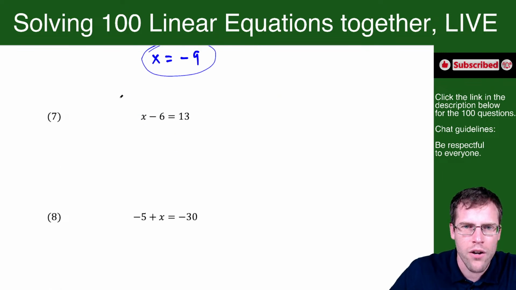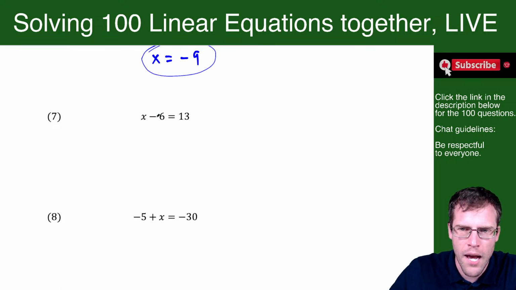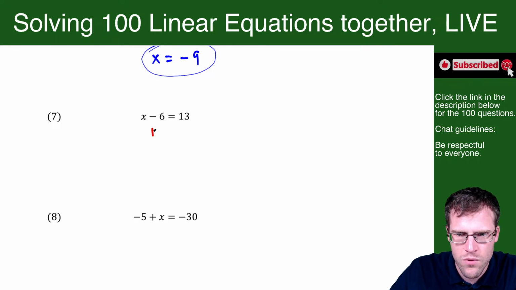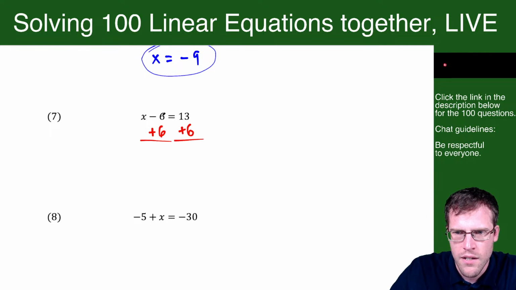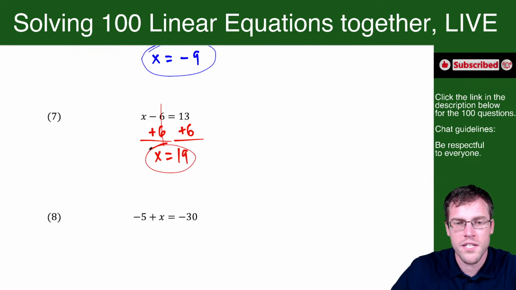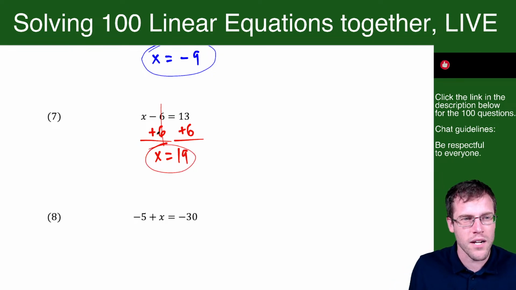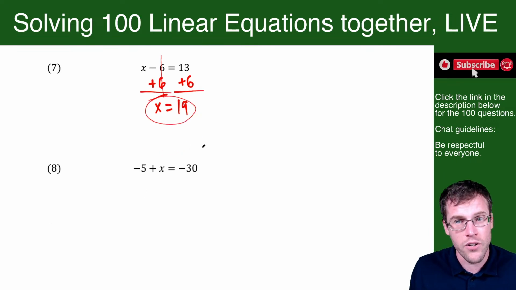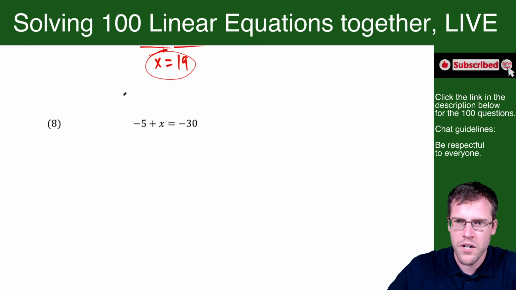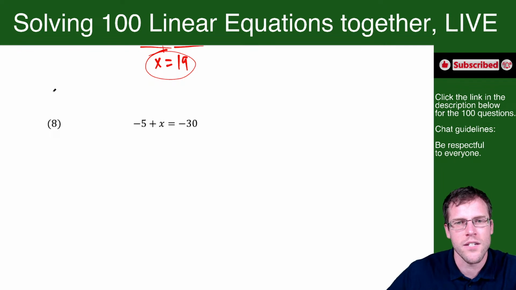So now, how do we deal with subtraction? The opposite of subtracting is adding. So to get rid of the minus 6, we would do plus 6. So plus 6, and now minus 6 plus 6 cancels, and we get x equals 13 plus 6 is 19. All right, so once again, these questions start off easy because we got to build some confidence. And then they're going to get a little bit ridiculous as we move on. So this is a nice warm-up.